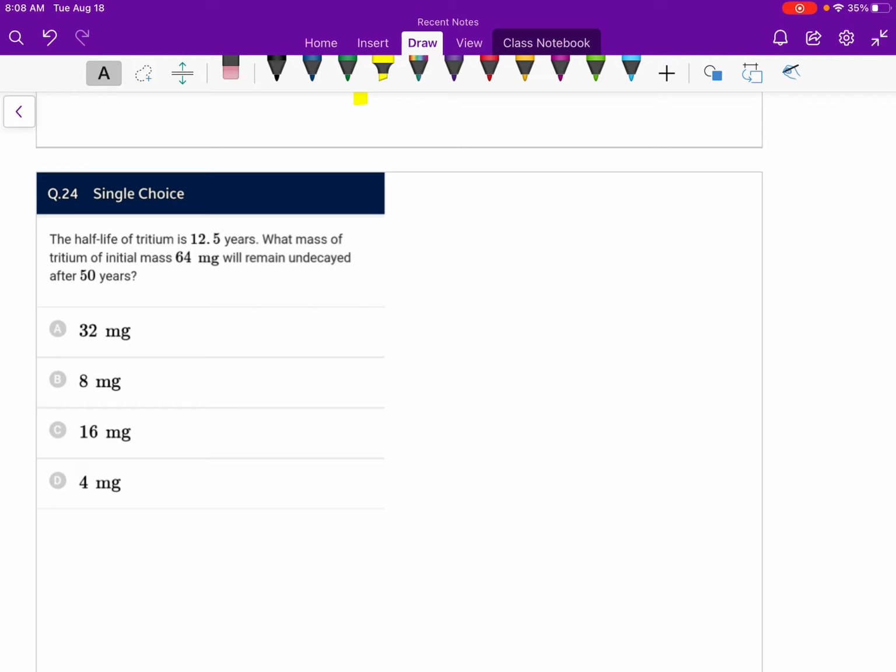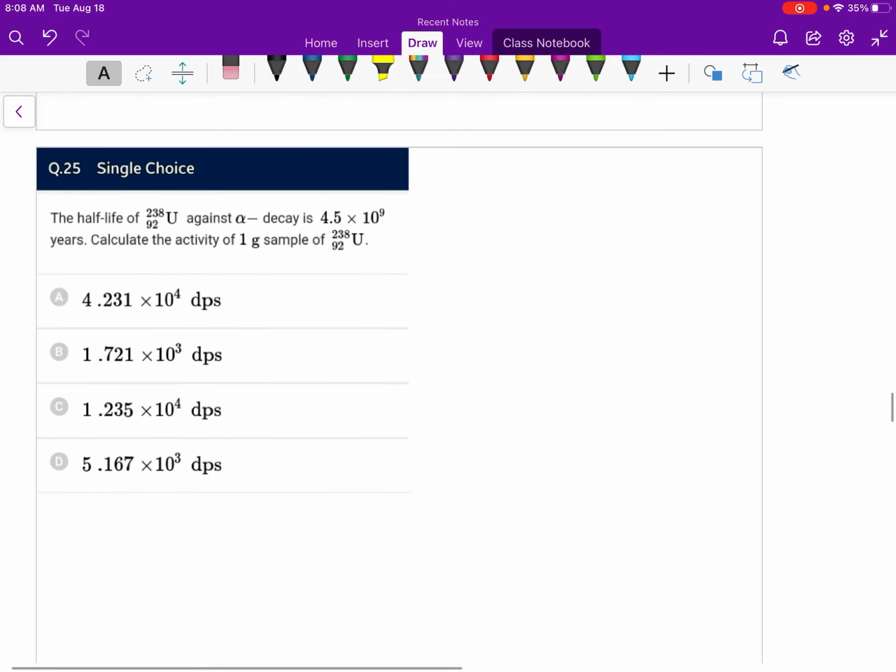Half-life is this: what mass of tritium of initial mass 64 mg will remain undecayed after 50 years. So 50 years is 4 times the half-life. So N will be N naught by 16, 4 half-lives, so M is M naught by 16. So that is 4 milligram. So mass undecayed will be 4 milligram after 50 years.